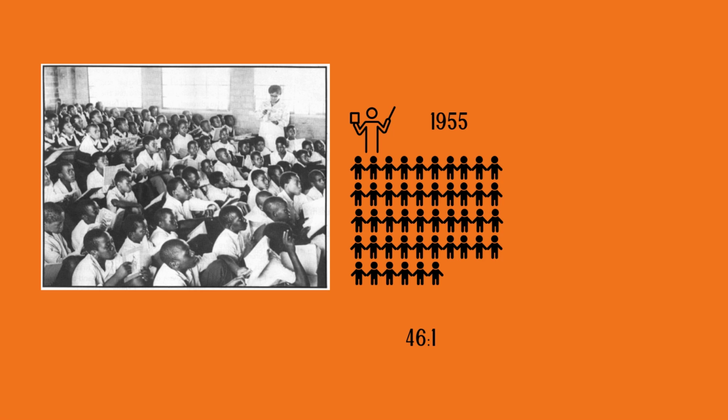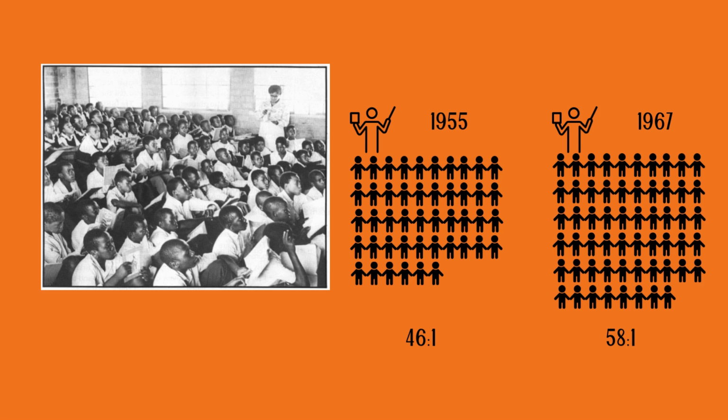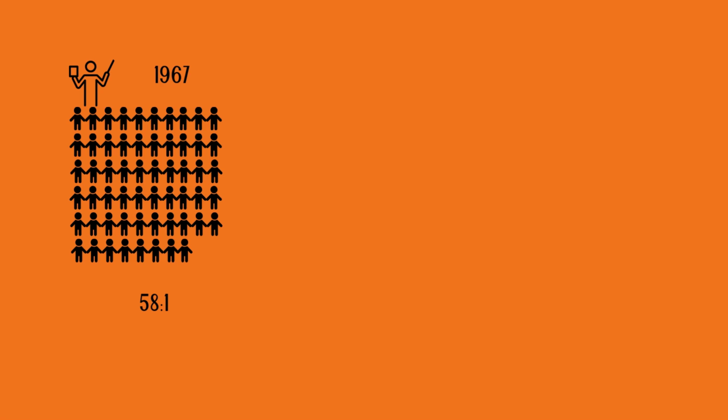In 1955, there had been 46 students to one teacher, and by 1967, there were 58 students in a class with one teacher. There were too many students and not enough teachers. But on top of that, many of the teachers themselves had only been allowed a Bantu education and were sometimes less qualified than the students they were teaching.